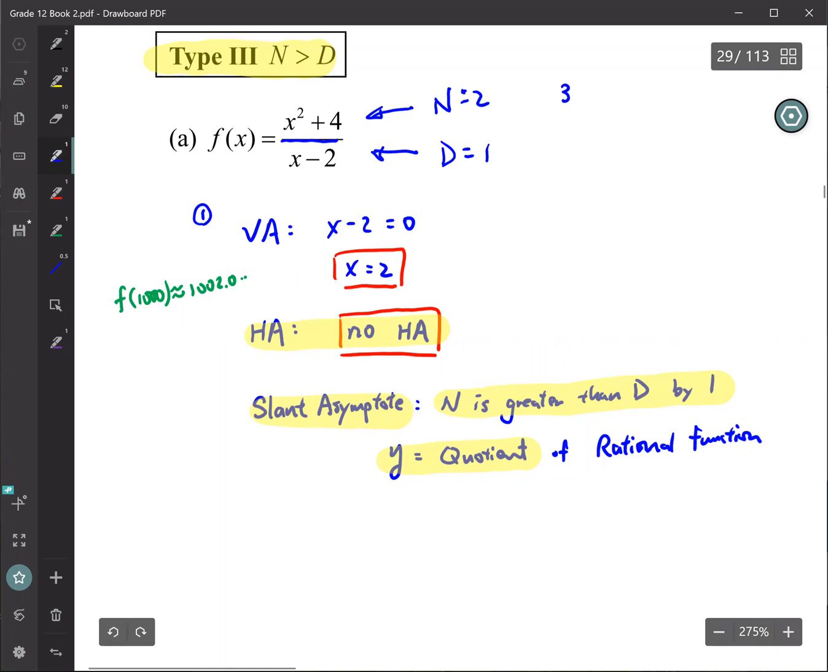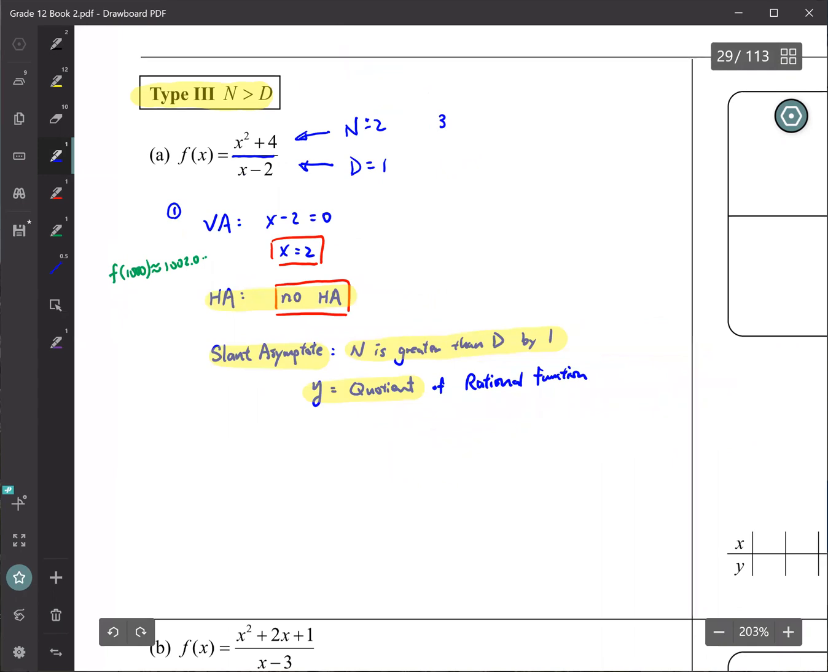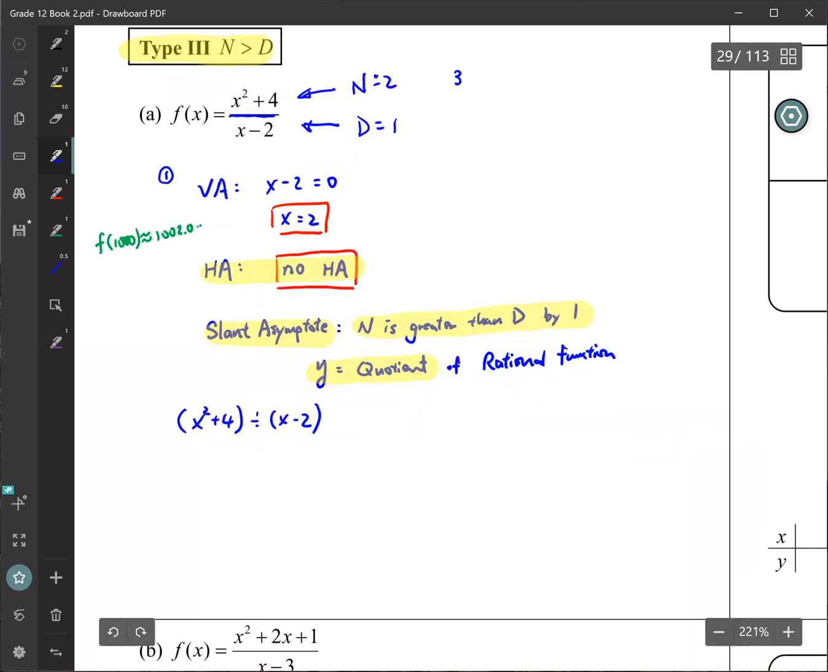Now we need to find it. To get a quotient, we need to do dividing. So x squared plus 4 divided by x minus 2. Does any one of you still remember how to divide this? How to do division? Cindy, do you remember how to divide these two? The thing we learned last week, polynomial.